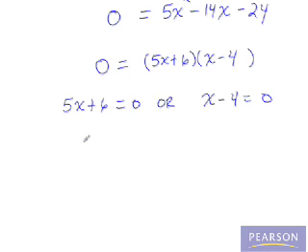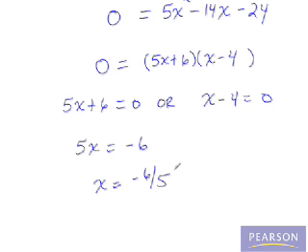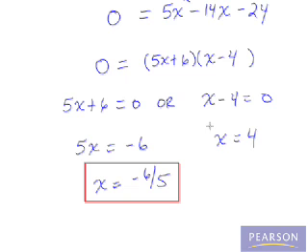On the left, we subtract 6 from both sides and then divide by 5, giving us negative 6/5. On the right hand side, we simply add 4 to both sides. So the two solutions to this quadratic equation, we have x equals negative 6/5 or x equals positive 4.